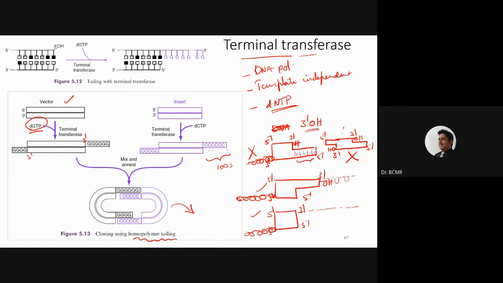It's not about whether there are overhangs on both sides or not. Yes, certainly, if it were 3' overhangs, that is the best substrate for it to polymerize there. In this case, polymerization will happen, no issues at all. Yes? Yes, sir. Thank you, sir. Next one.